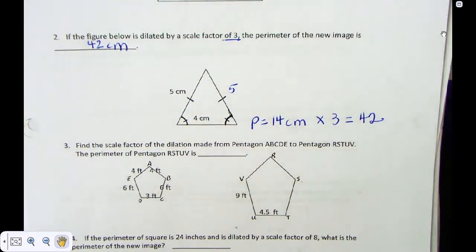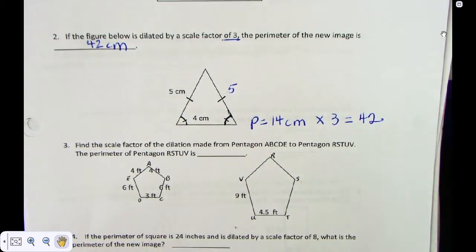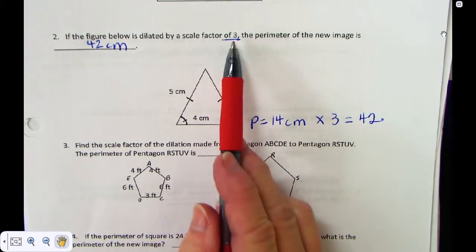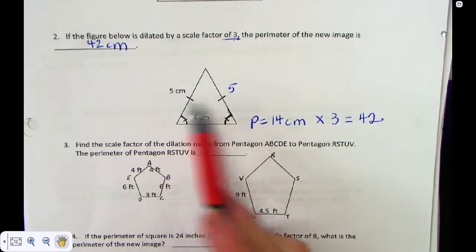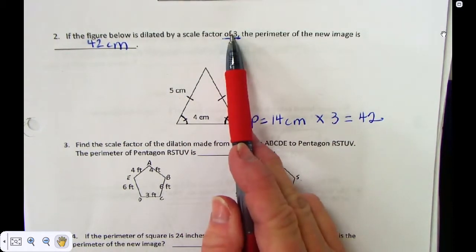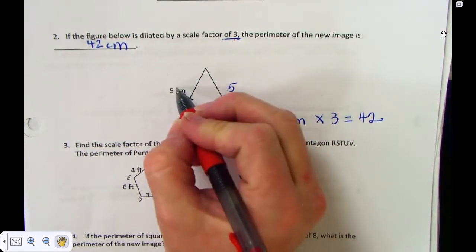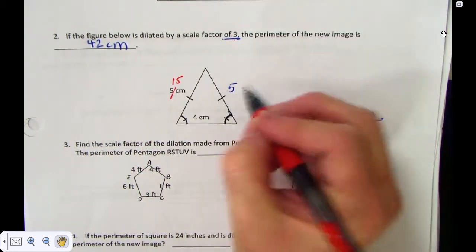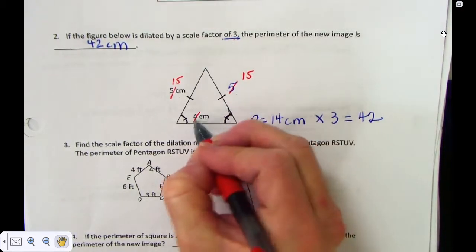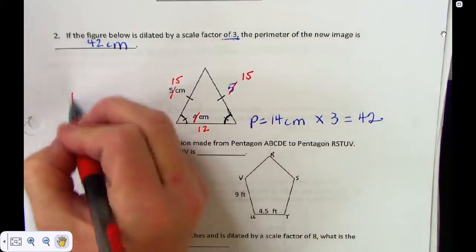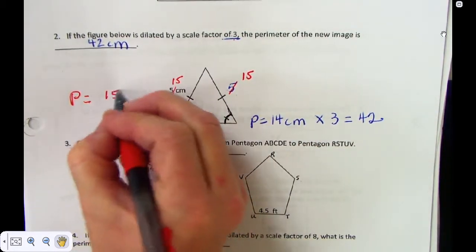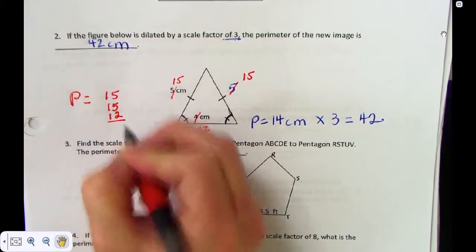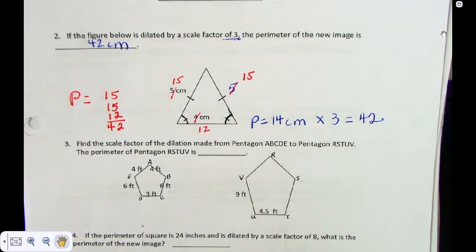Or we could use the other way, which is finding the new dimensions by tripling every side. So this would be 15, this would be 15, and this would be 12. And then we just add 15, 15, and 12, and we get 42 also.